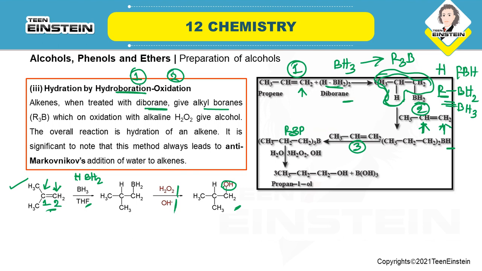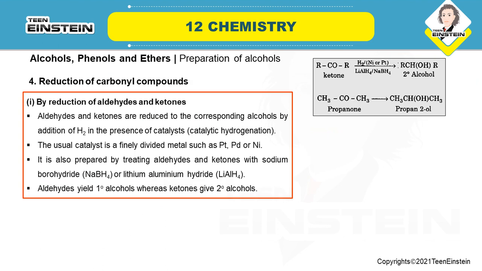This is R3B, and this step is called oxidation, because we are using hydrogen peroxide in alkaline medium. Ultimately we will get 3 molecules of alcohol, one from each of the 3 R groups, and the fate of boron is B(OH)3. Fine, so this is the example of hydroboration oxidation.